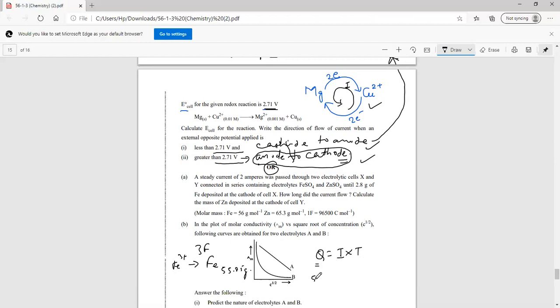For 55.85 gram, 3 into 96500 coulomb charge is required. So for 2.8 gram, 3 into 96500 coulomb by 55.85 into 2.8 coulomb is required. Now the charge you have got. This is the value of charge.